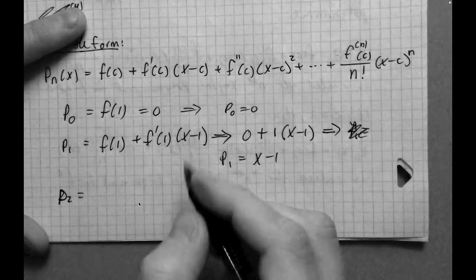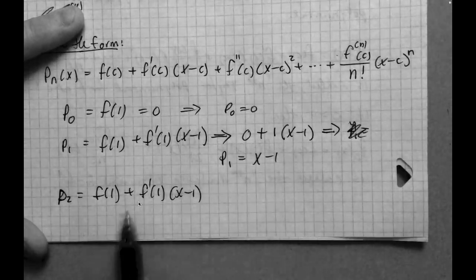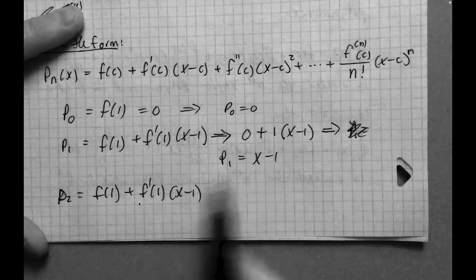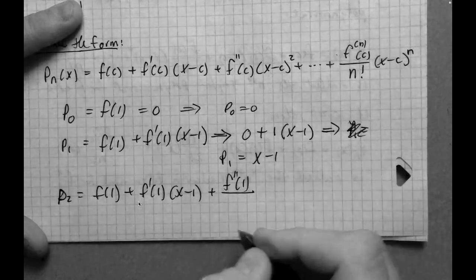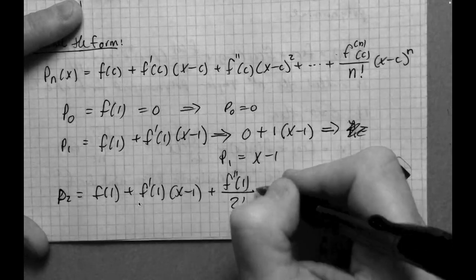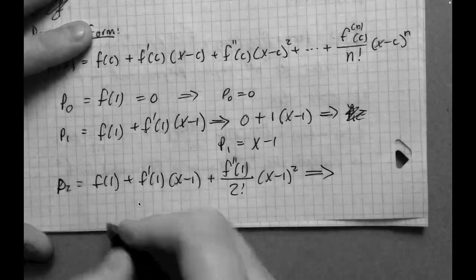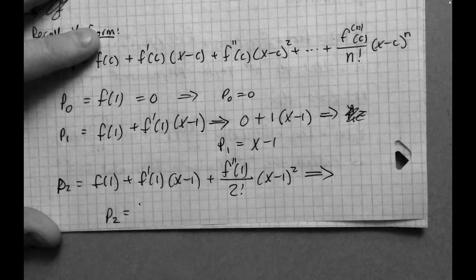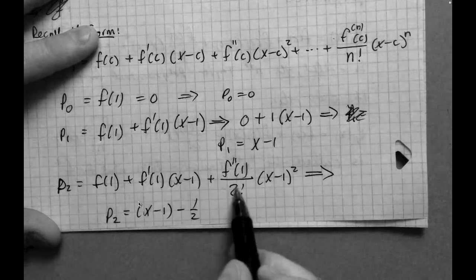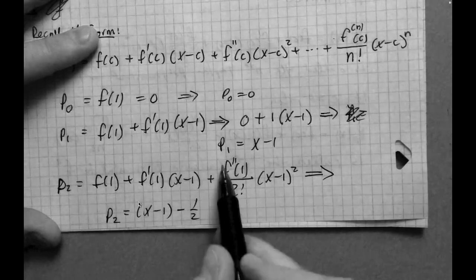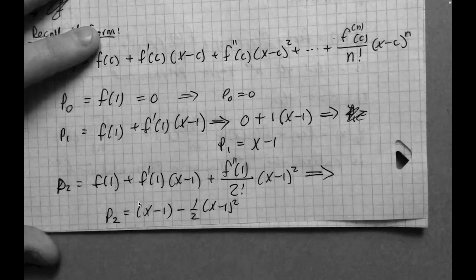p2 is equal to f of 1 plus f prime of 1 times x minus 1, right? So of course, this whole thing is just this. But here we have to also add in the second derivative, plus f double prime of 1 over 2 factorial times x minus 1 squared. Okay, now if you go through that exercise, you'd see that p2 is equal to, of course, x minus 1 up front, and then minus 1/2, right? The f double prime is negative 1, so this would be negative 1/2 times x minus 1 squared. Okay, so that's p2.